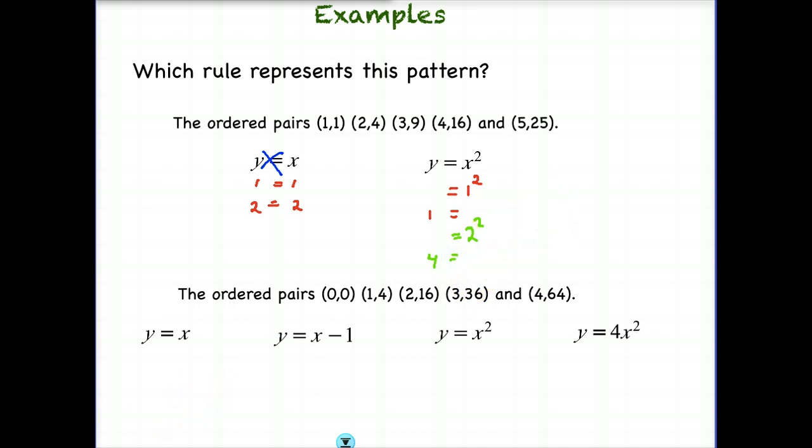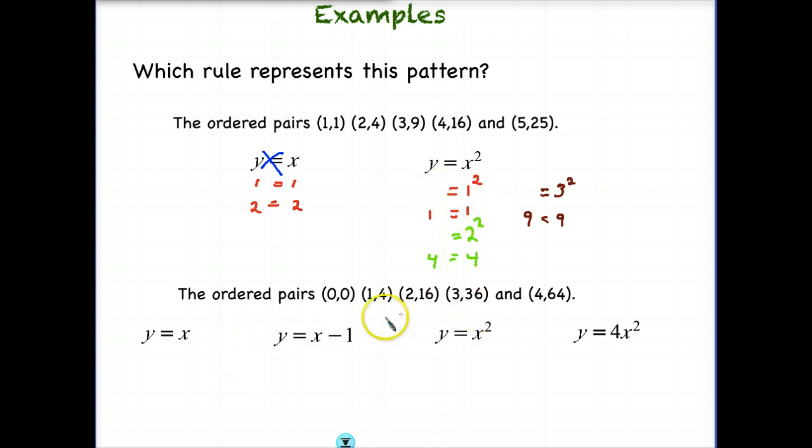Let's try one more point just to make sure. Let's try this one, the 3, 9. So let's plug a 3 in for x, and we will go with 3 squared there. 3 squared is 9, so that works as well. 9 equals 9. So it looks like we have proven that the second rule is a solution, and that is the rule that represents this problem.